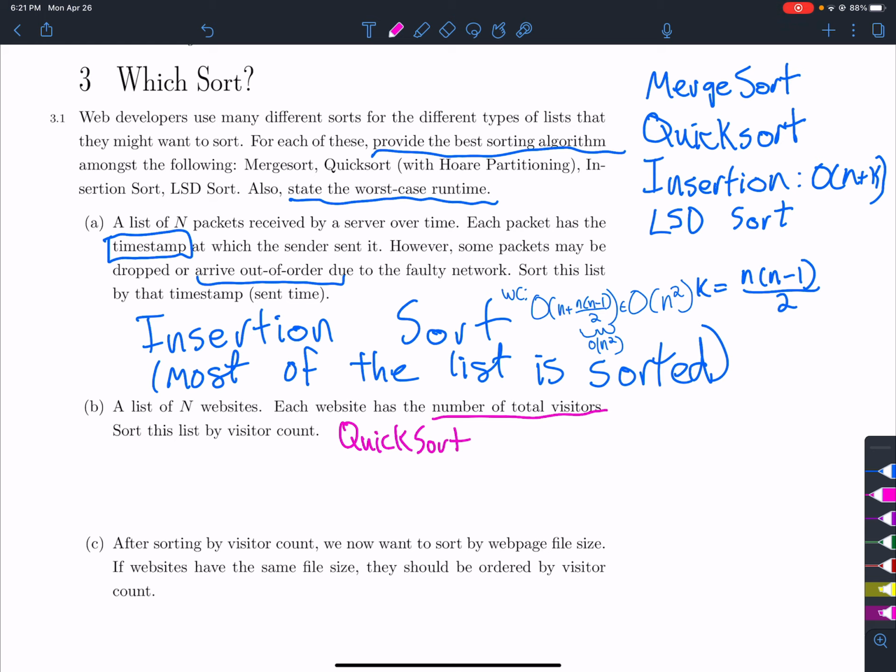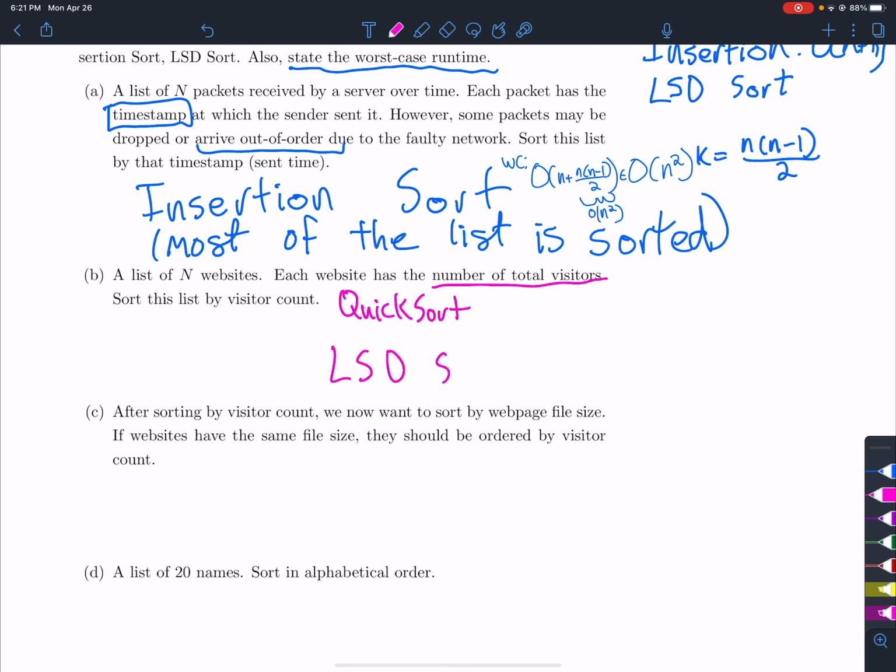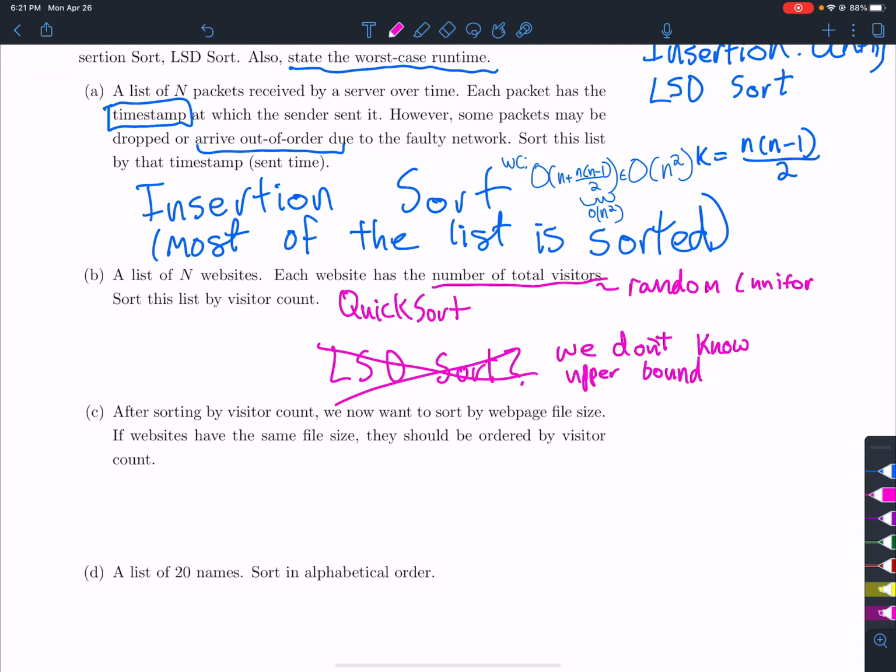And for LSD sort, that could work, but that requires you to know some upper bound on the number of visitors. So if you knew some upper bound on the number of people that can visit a website, then maybe LSD sort can work. But quicksort is really the answer that we're looking for here, because the reason why LSD sort really doesn't work is we don't know an upper bound.